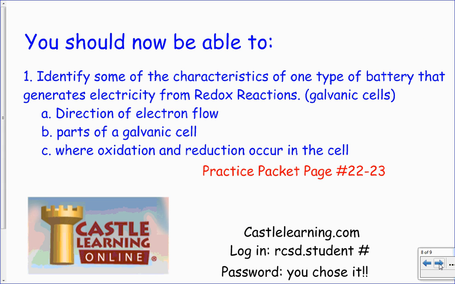You can do number 22 and number 23 in your practice packet, so you need to be able to do that. You're going to have to be able to basically figure out which one's the anode, which one's the cathode, where's the oxidation, where's the reduction happening. And it all starts with table J, and these things are kind of building on each other. You've got to find the spontaneous one first. So you guys do the practice, and I will see you guys in school tomorrow.